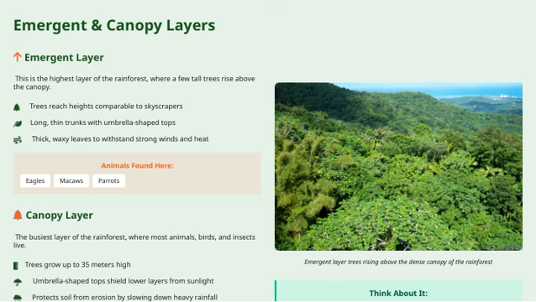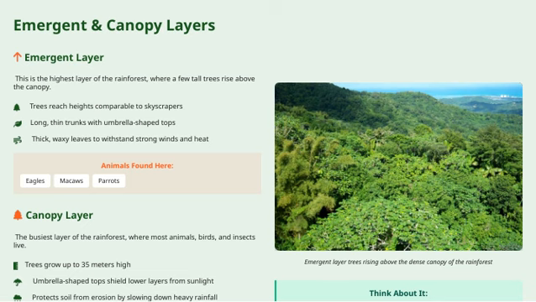Trees in this layer can grow up to about 35 meters high, and their umbrella-shaped tops shield the layers below from direct sunlight. The canopy also plays a crucial role in protecting the soil from erosion by slowing down heavy rainfall. Some animals you might find here include cockatoos, toucans, sloths, and woolly monkeys, many of which depend on this dense, vibrant environment for food and safety.